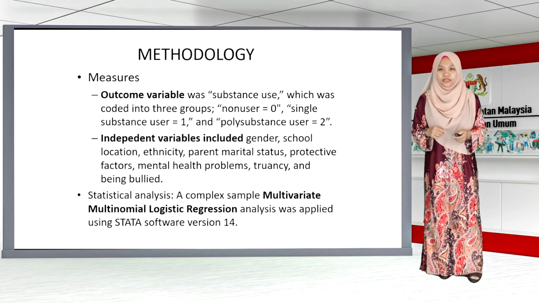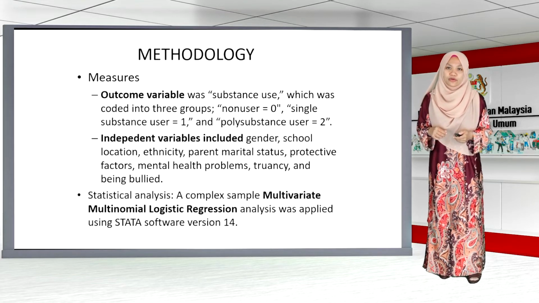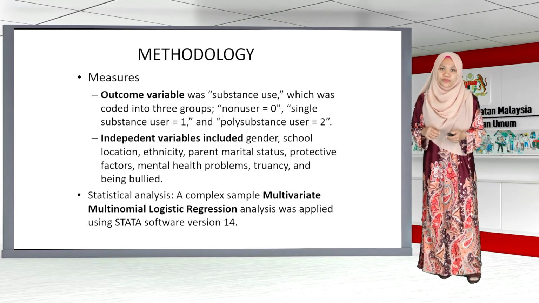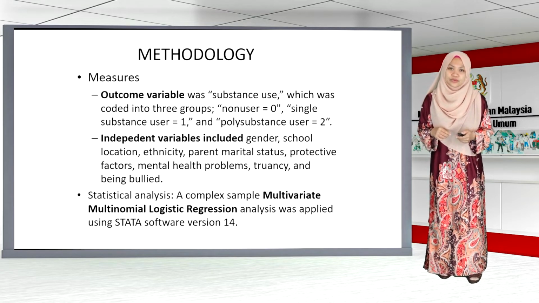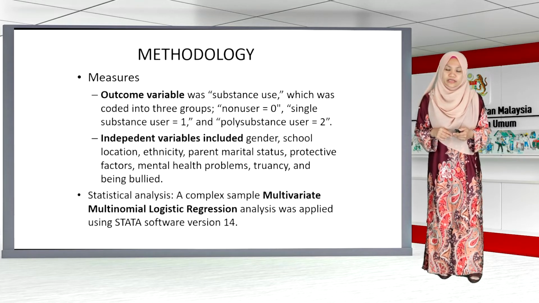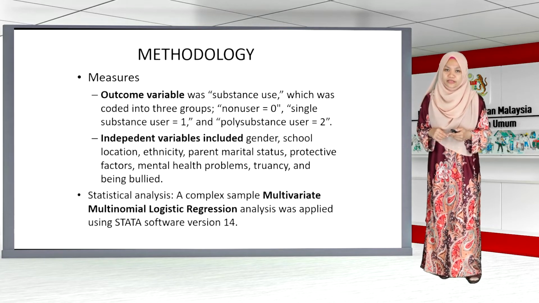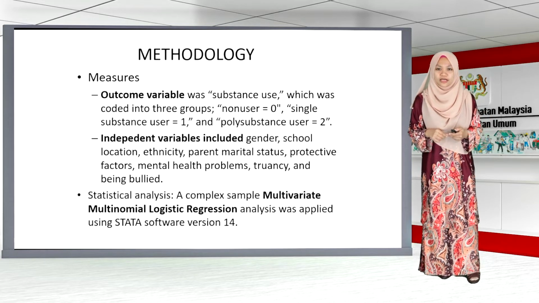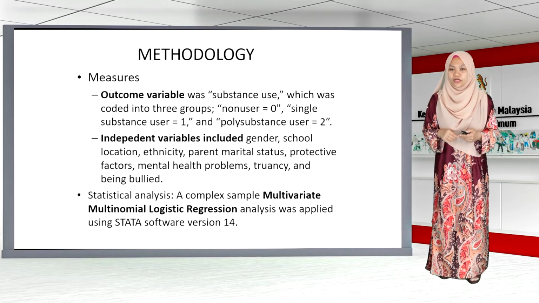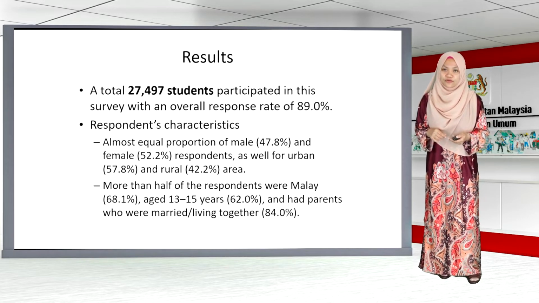For measurement, our dependent or outcome variable was categorized into three groups: non-user, single user, and polysubstance user. The independent variables included in the analysis were gender, school location, ethnicity, parental marital status, protective factor, mental health problem, truancy, and bullying. We applied multinomial logistic regression analysis using Stata software.